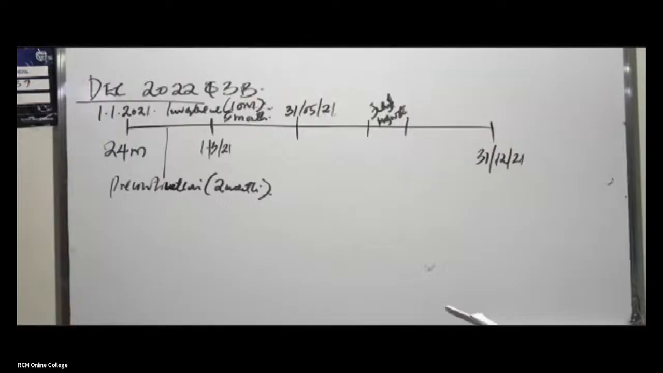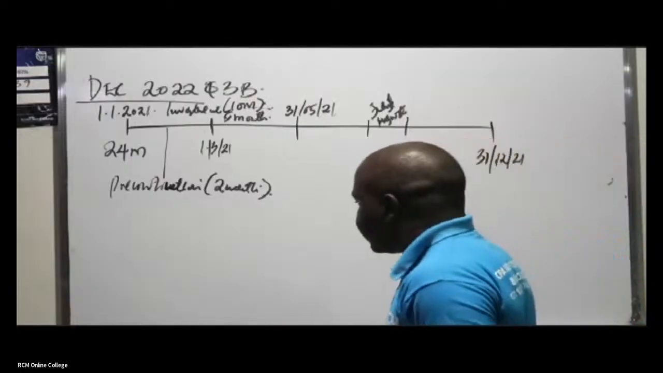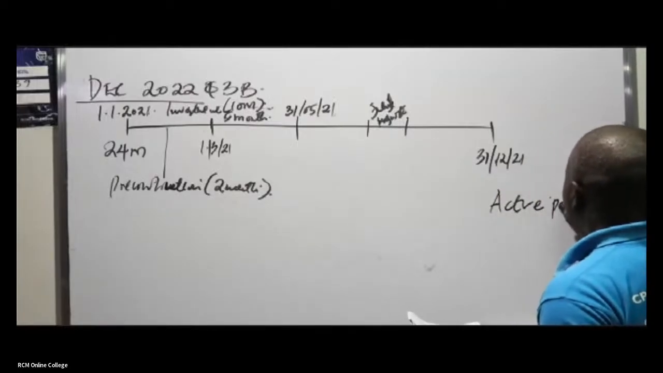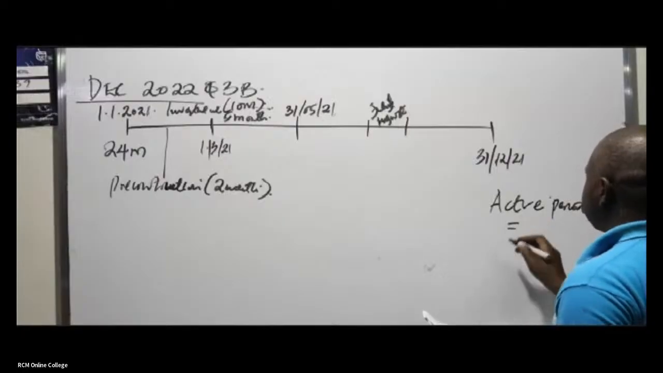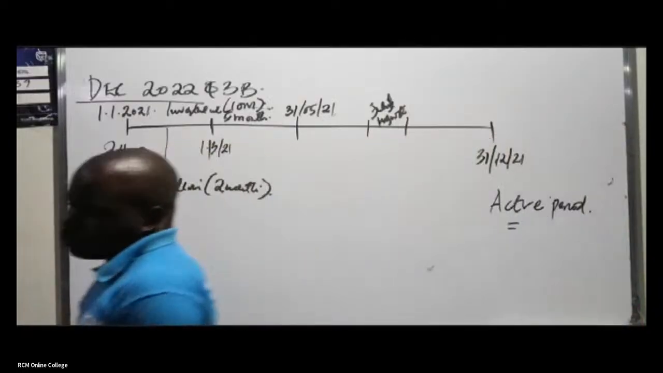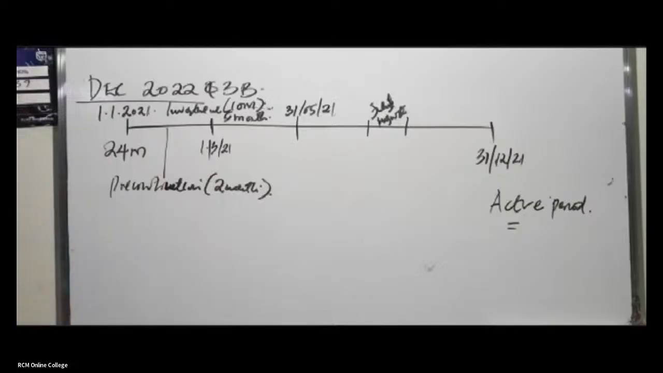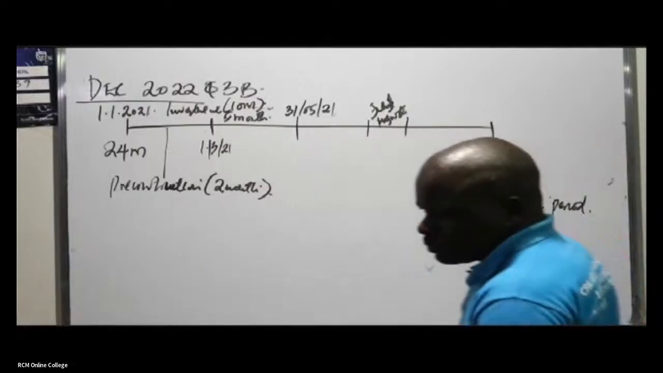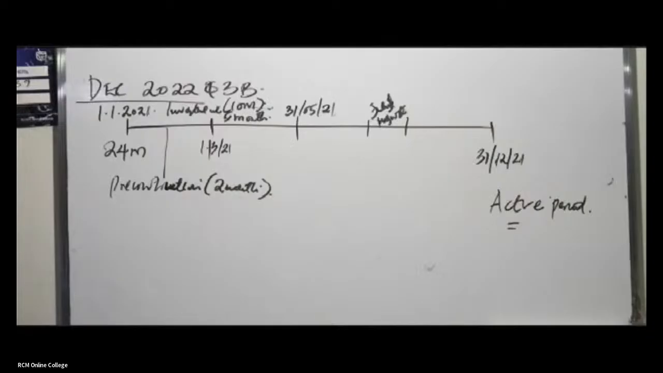So who can tell me? Also juggle your mind and try to look at what I've indicated there. The active period of construction up to the end of the year is how many months? James says 4.